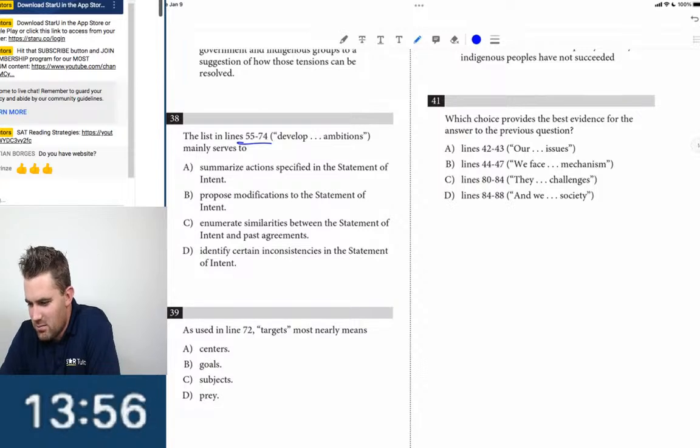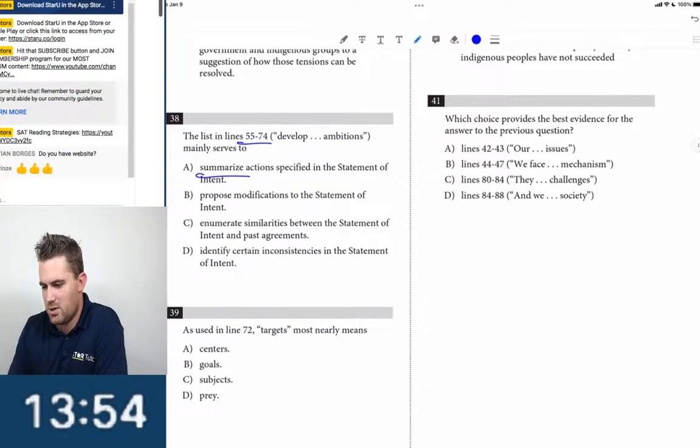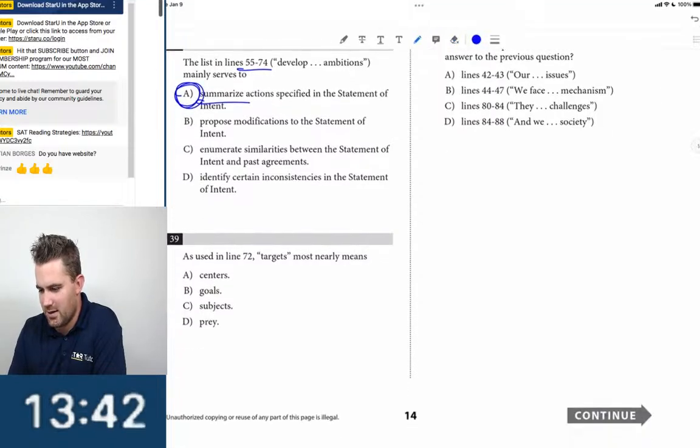No, I think it's summarize actions, right? Develop. I think that's the bullet points. Enumerate similarities. Past agreements. No, I think it's B. Propose. Oh no, sorry. I think it's A. Summarize actions specified. Right, it's not including. I think that one's pretty straightforward.